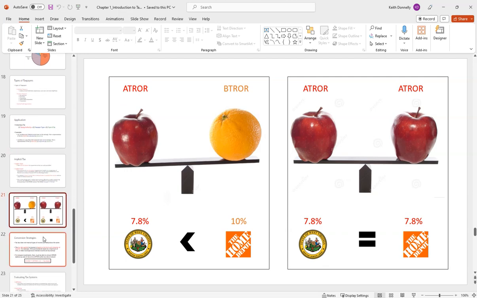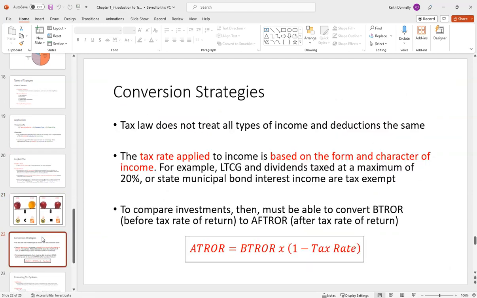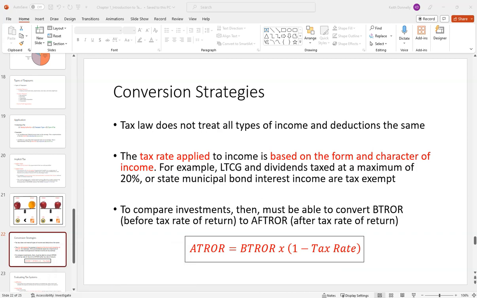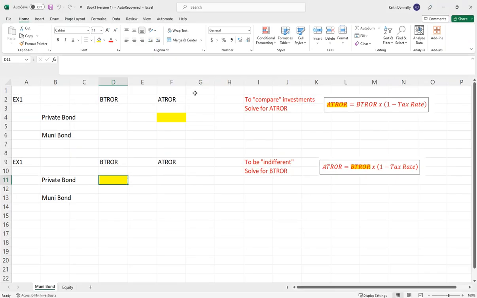In that framework, we're going to have a little equation to do, the after-tax rate of return. Let me pull up a separate sheet to show you what's going on. Here's an example. Let's say we have a private bond versus a muni bond. As a starting point, let's say that this muni bond has a 10% before tax rate of return.